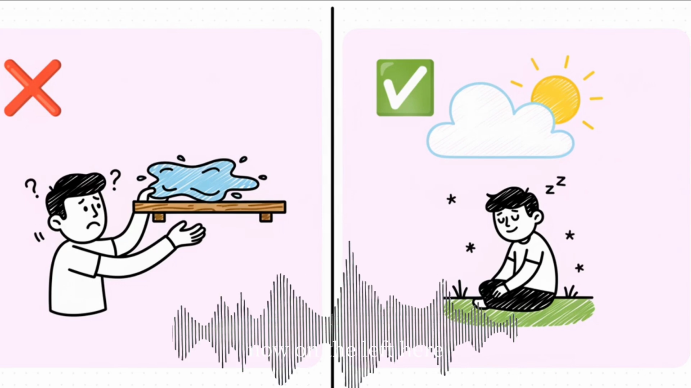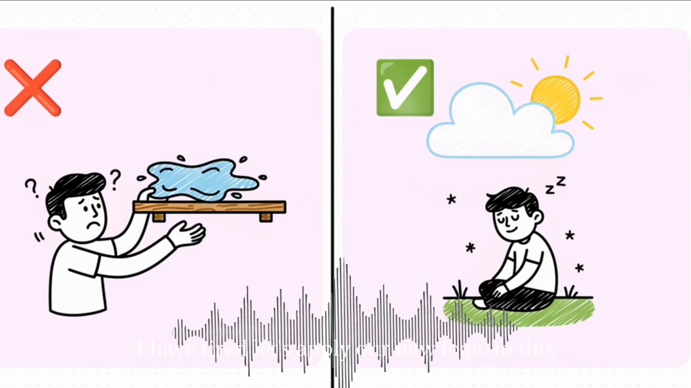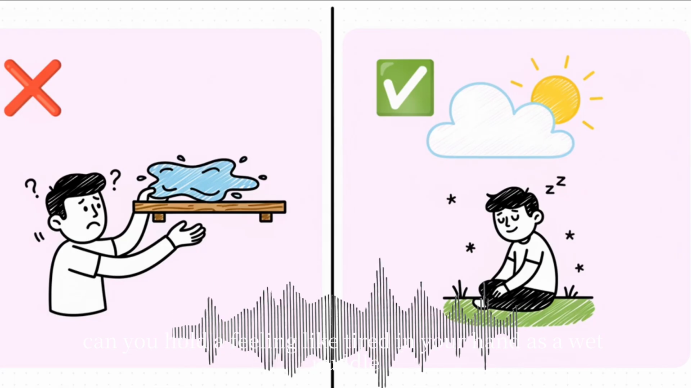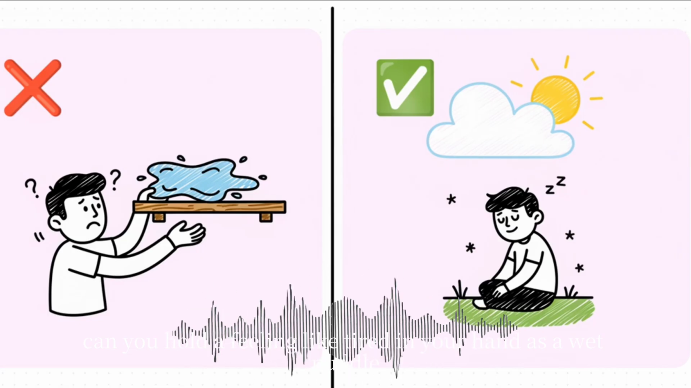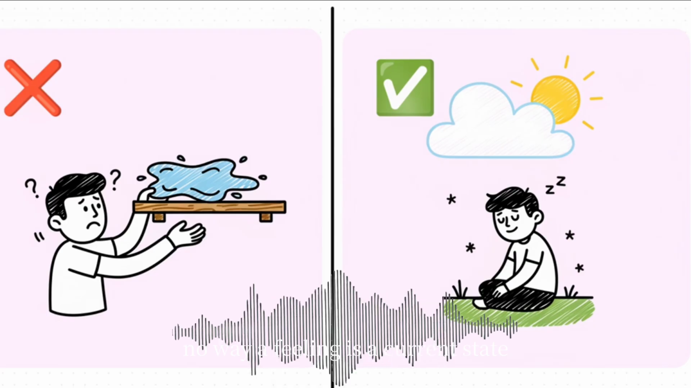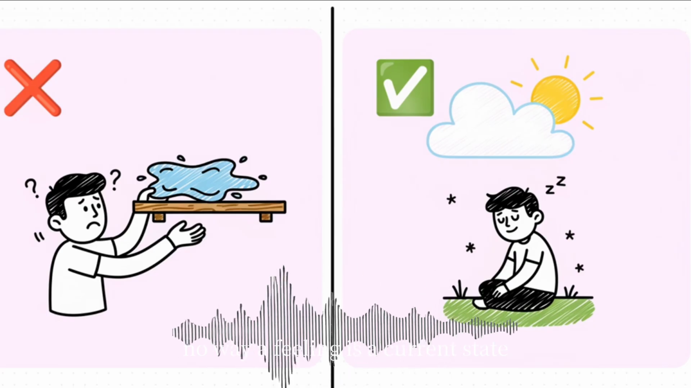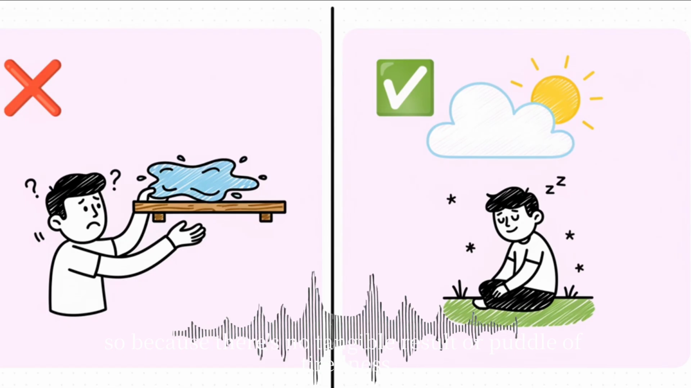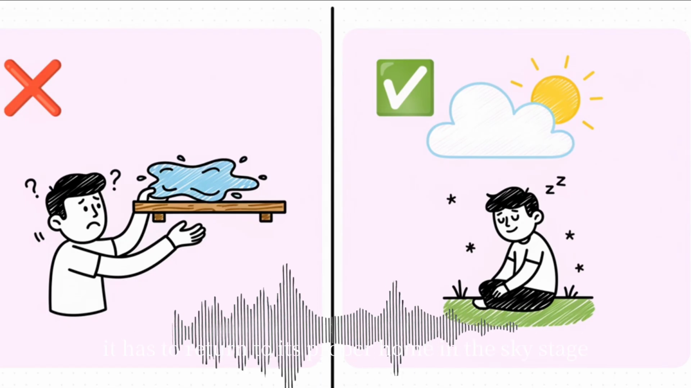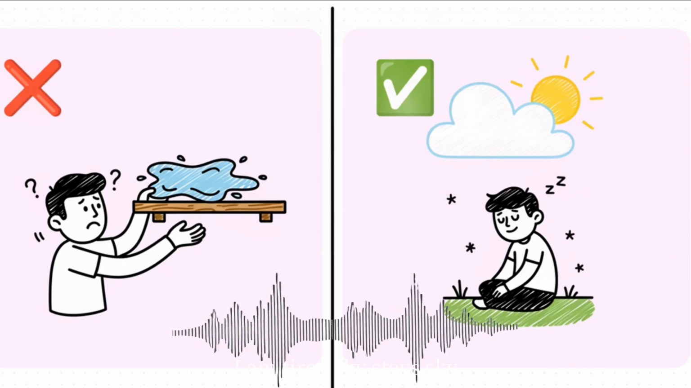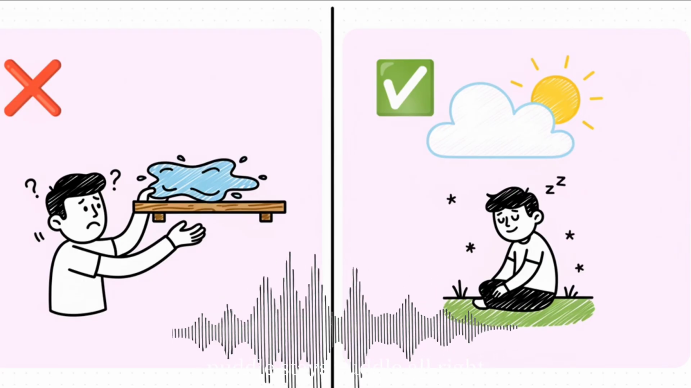Now, on the left here, we have someone trying to say, I have tired. Let's apply our new logic to this. Can you hold a feeling like tired in your hand as a wet puddle? Can you put tired on a shelf to look at later? No way. A feeling is a current state. So, because there's no tangible result or puddle of tiredness, it has to return to its proper home in the sky stage. The right side shows the perfect fix. I am tired. Sky stays sky, puddle stays puddle.